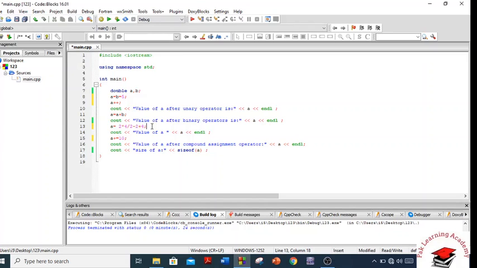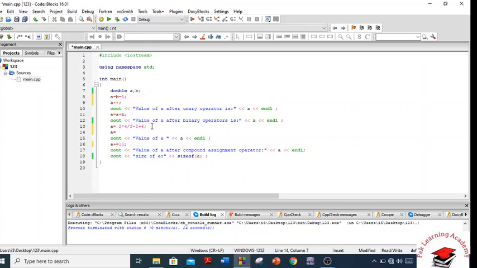And remember, if we want to get a remainder, in C++ we use the percentage sign. Like a is equal to 5 percent 2. As a result, it will give me 1 because the remainder of 5 by 2 is 1. So for a remainder, we use the percentage sign in C++.